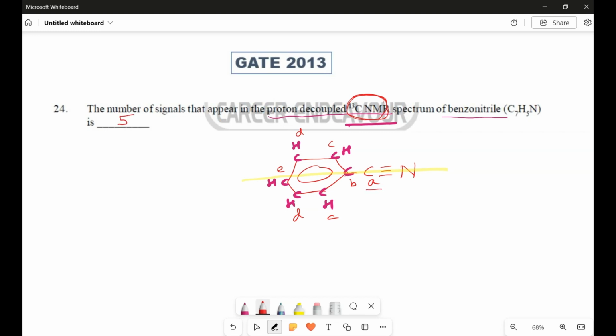The nitrile carbon, then the carbon attached to the nitrile, is different. Then the carbon which is para to the nitrile is different. So that's 3, and these two lie on the plane of symmetry, so they are the same, and these two are the same. So totally I'll have 5 signals.